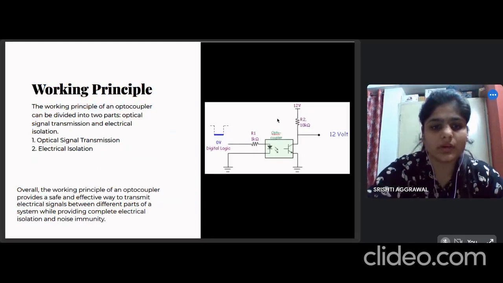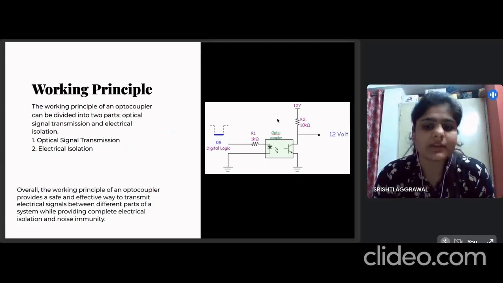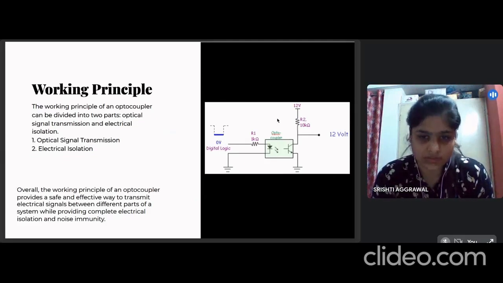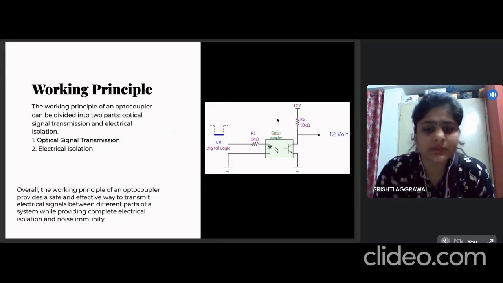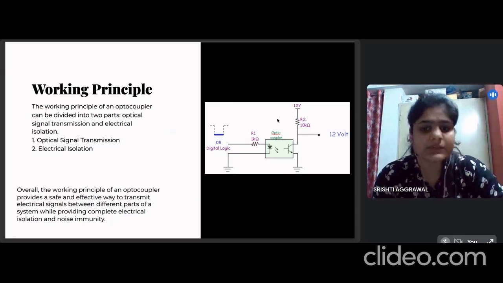So, what is the working principle of optocoupler? The working principle of an optocoupler can be divided into two parts: optical signal transmission and electrical isolation. In optical signal transmission, an optocoupler consists of a LED and photodetector, phototransistor, photodiode that are optically coupled together within a single package. When an electric signal is applied to the LED, it emits light that is transmitted through the optically transparent barrier to the photodetector.